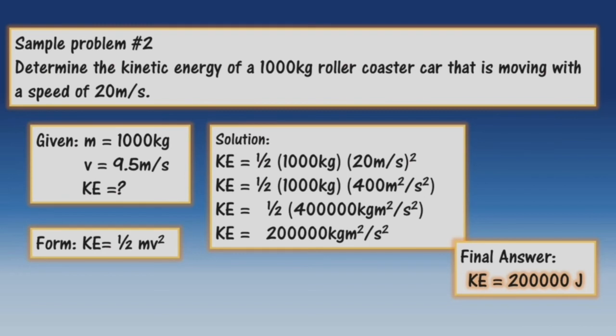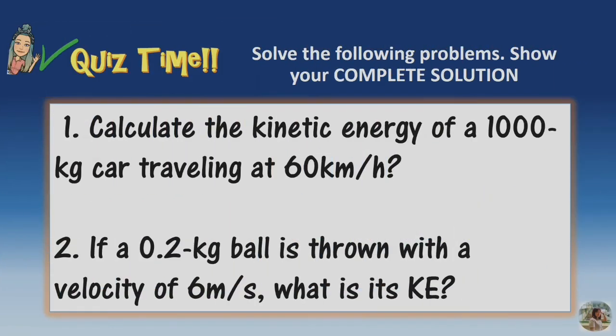And then, 1/2, multiply to the product of 1,000 and 400, that is equivalent to 400,000 kilogram meters squared per second squared. Then get the 1/2 of 400,000, that is equivalent to kinetic energy is equal to 200,000 kilogram meters squared per second squared, or kinetic energy is equal to 200,000 joules. To check your understanding, let's have this quiz. I'm giving you only 10 minutes in answering this quiz.